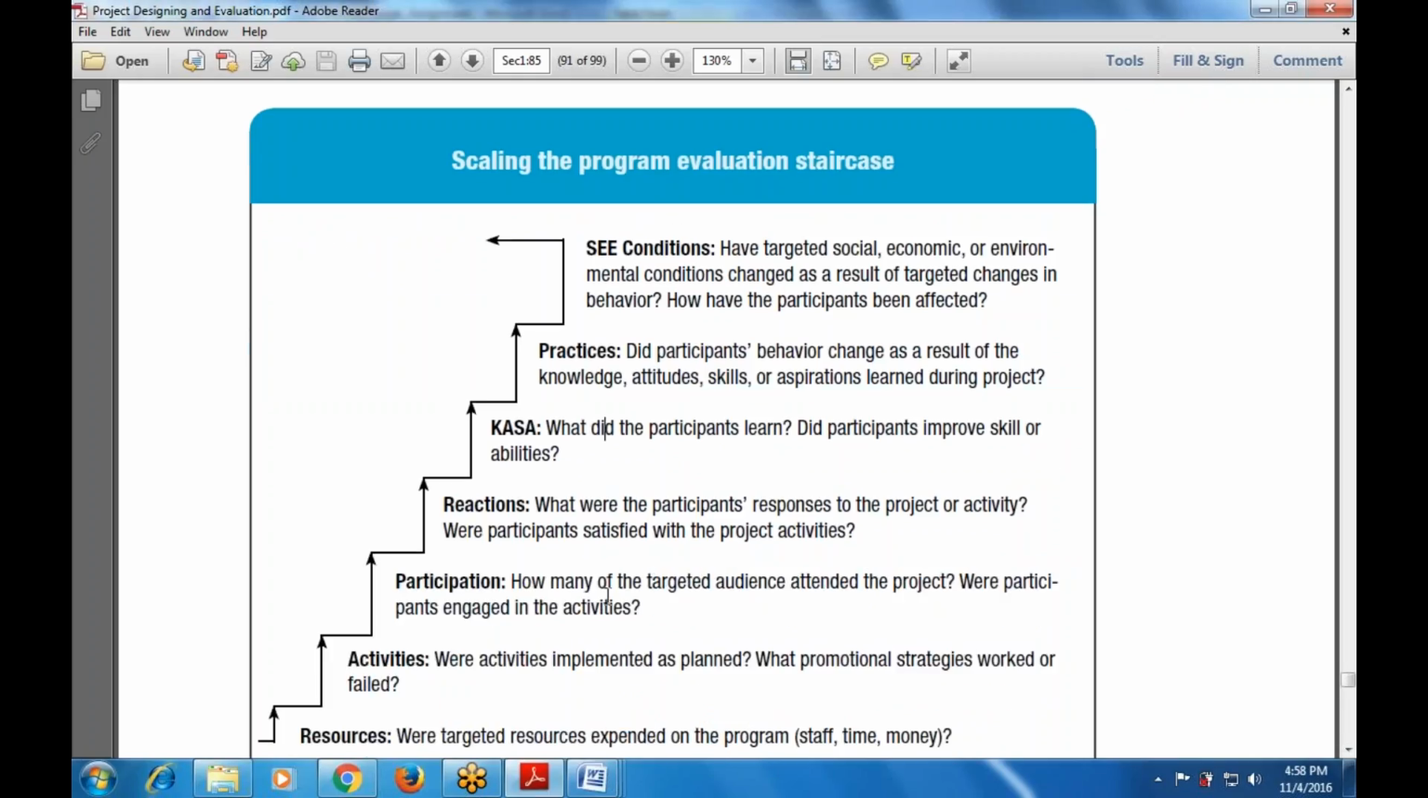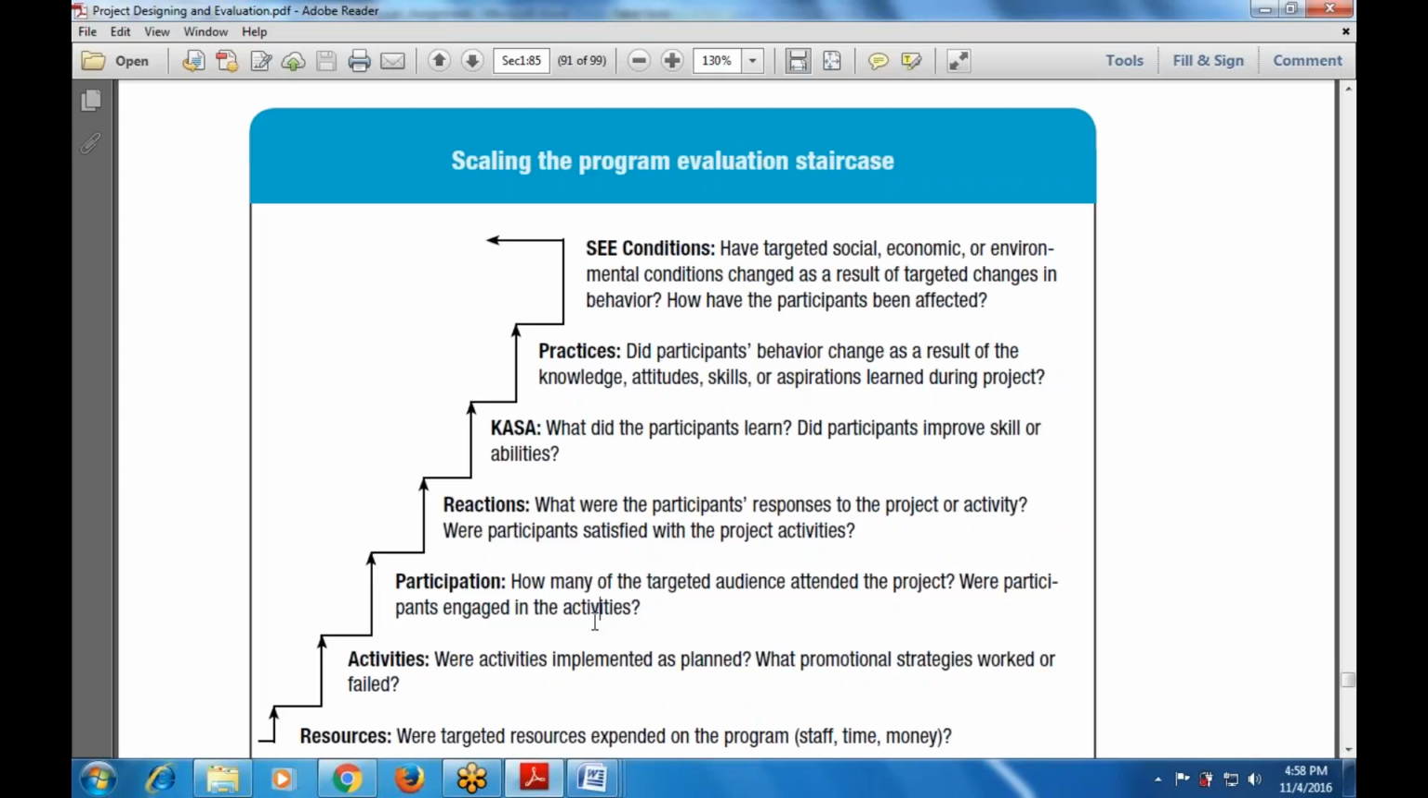Then next is the participation. How many of the targeted criteria audience attended the project? Were the participants engaged in these activities? Then activities: were activities implemented as planned? So whatever the activity that we planned, that is as per the requirement, and what are the various promotional strategies that worked or failed? So what are the various strategies, what are the various criteria that worked or failed?